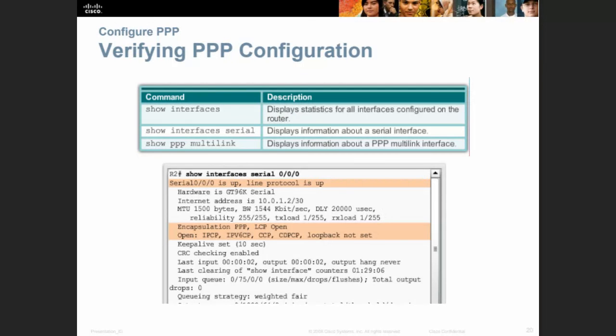If you want to check your PPP configuration, you need to put the command show interface serial S0/0/0. We are doing the serial because we are on a one link. I don't use frame relay here.